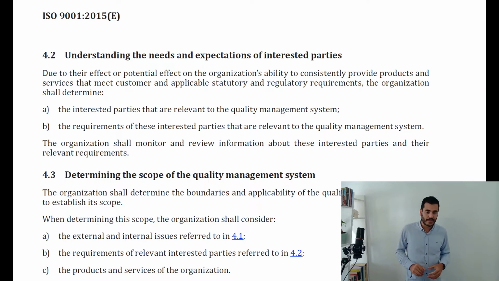Moving on to clause 4.2 within the ISO 9001 standard, the standard is telling us, first of all, the heading is understanding the needs and expectations of interested parties.